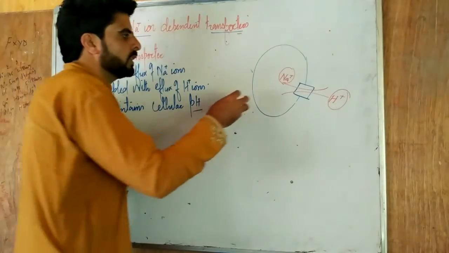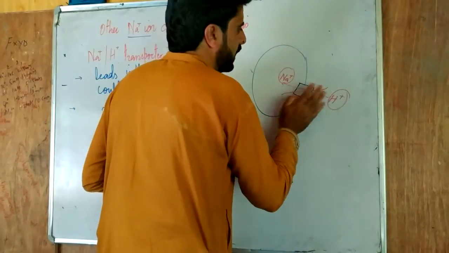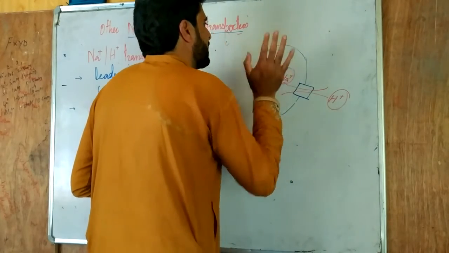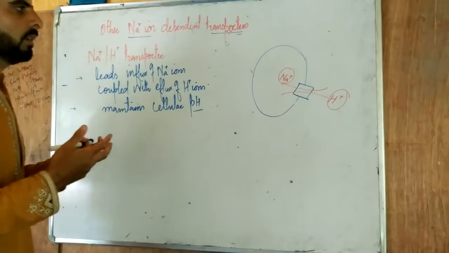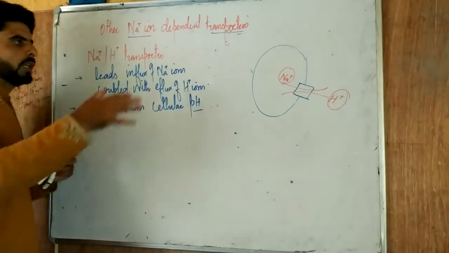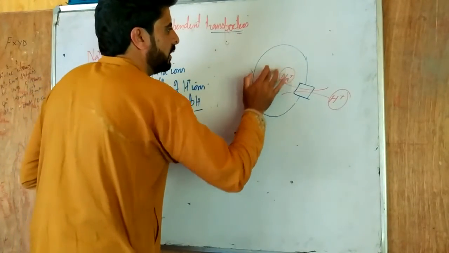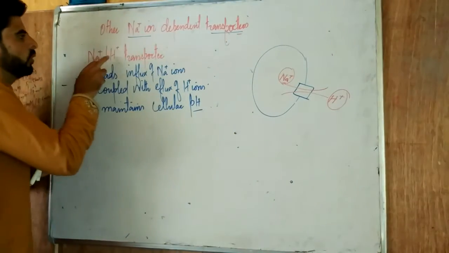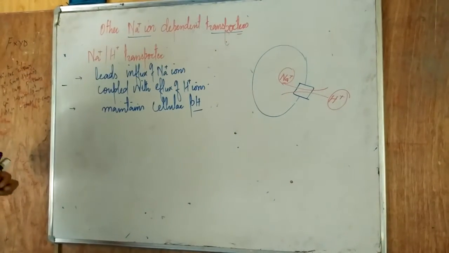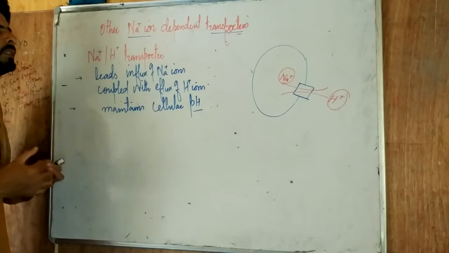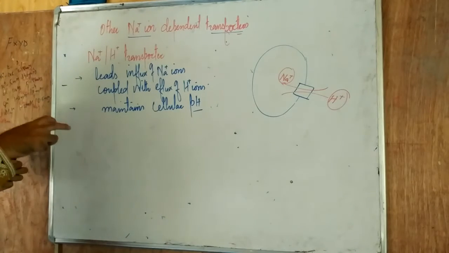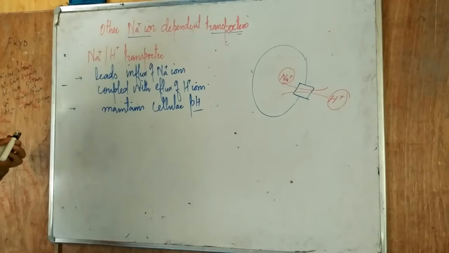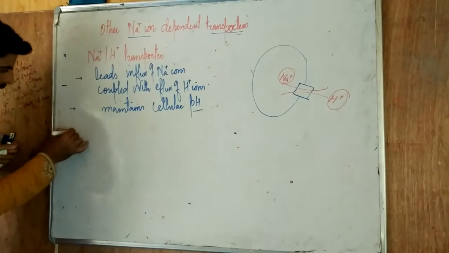That means the protons which are located within the cell are expelled out into the extracellular matrix, so as to maintain the pH inside the cell, so that it will not become more acidic or more basic. So the pH within the cell, that is cellular pH, is maintained by the sodium proton transporter, or sodium hydrogen transporter.